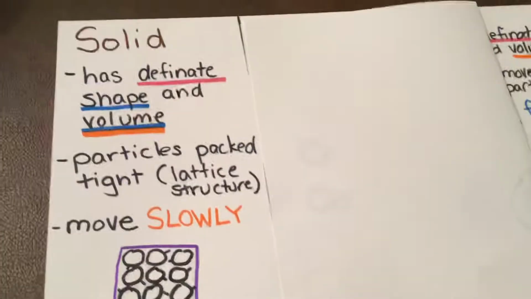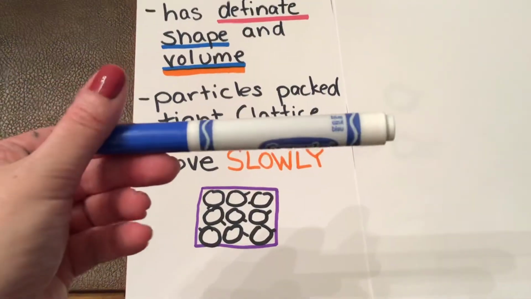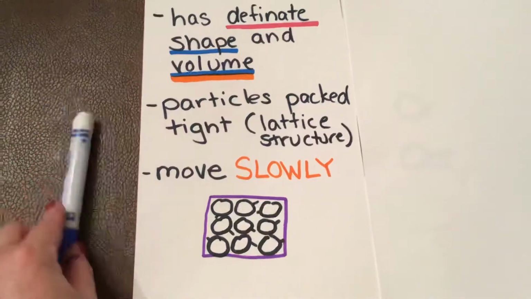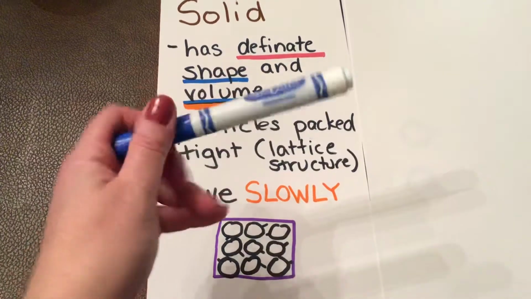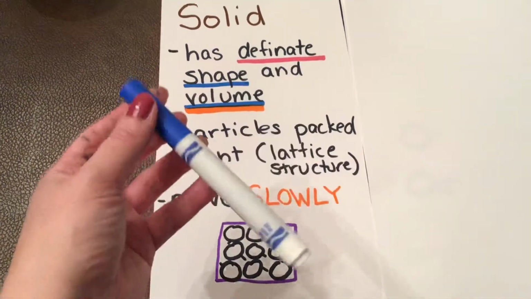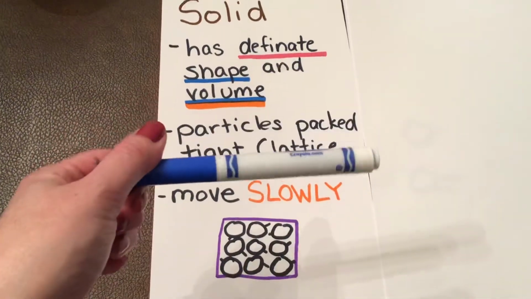So what I don't want you to do is to think about, okay, this is a solid, this is a pen, it's a solid, okay? I think you guys all know it's hard, and it has a definite shape, so it's the shape of a marker, and it has a definite volume, and remember volume is the space it takes up, okay? So this is a solid.